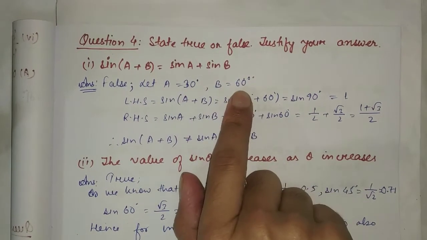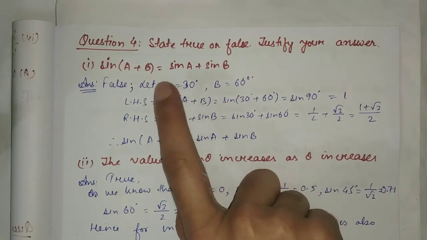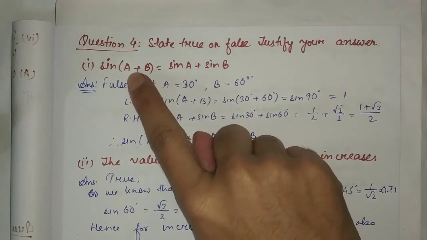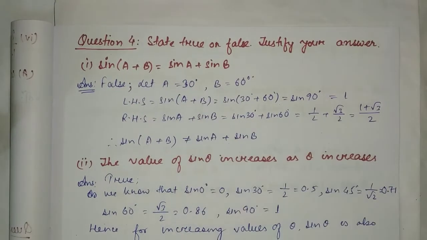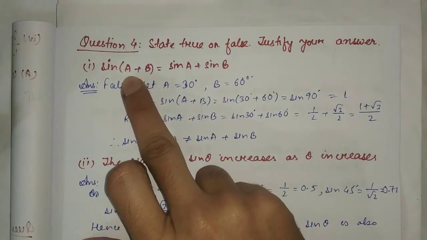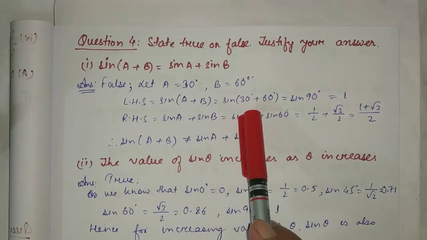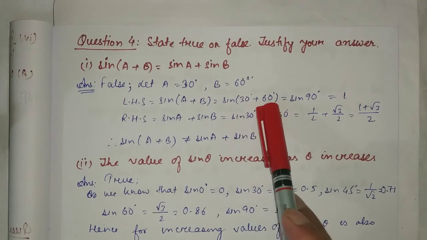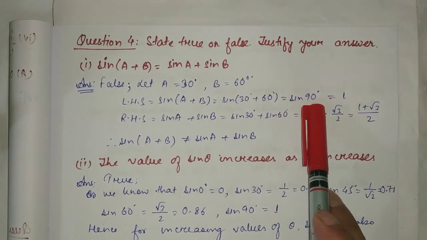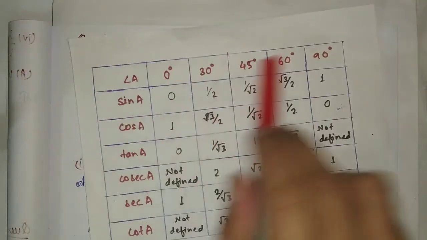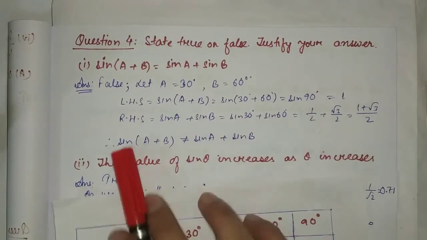Here I have taken a to be 30 and b to be 60 degrees. We just put the values a equal to 30 and b equal to 60 in the LHS and RHS. On putting it in the LHS, we find sine of a plus b becomes sine of 30 plus 60. 30 plus 60 comes out to be 90 degrees, and the value of sine 90 degrees from the trigonometric table is 1.